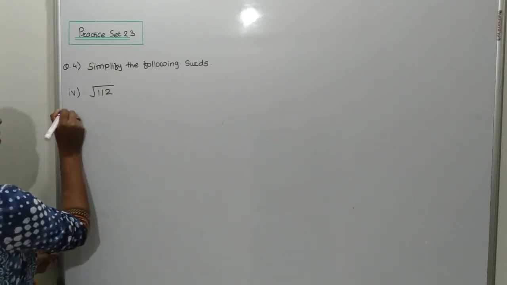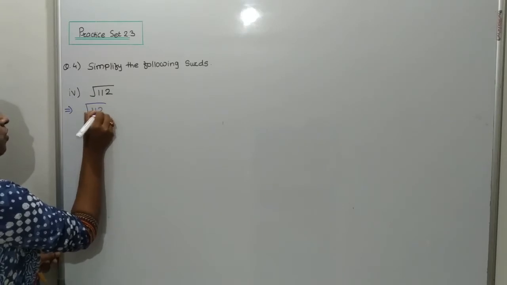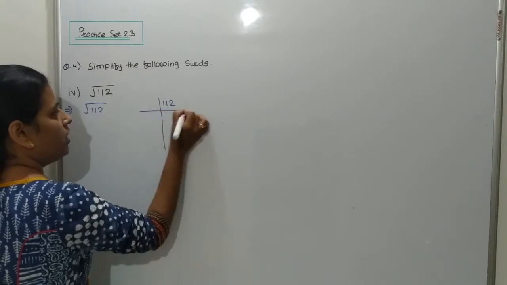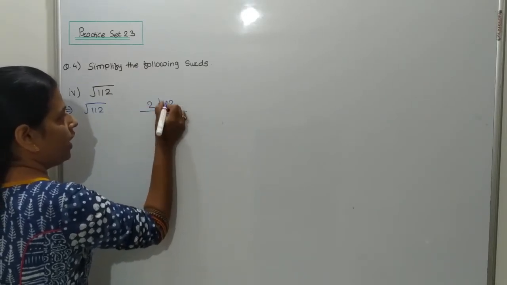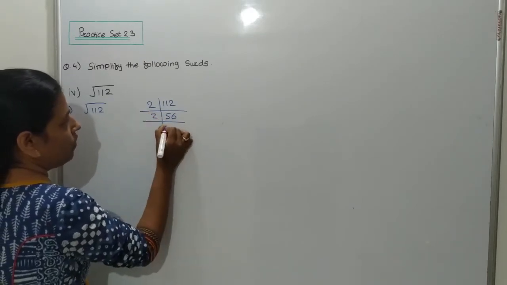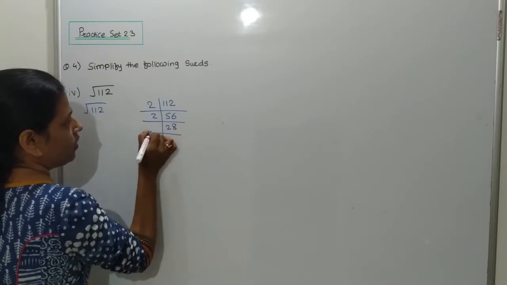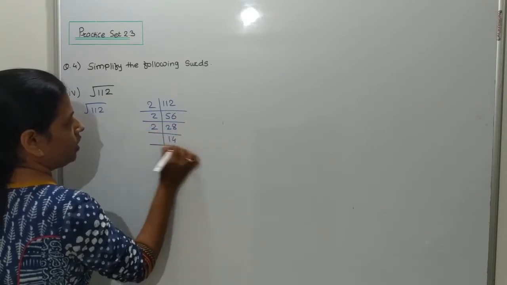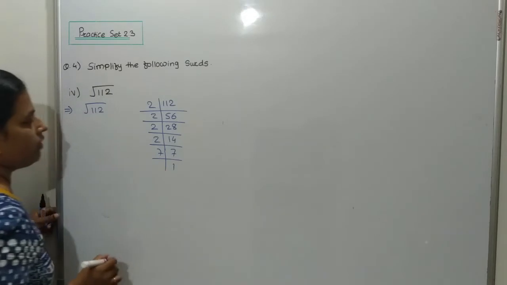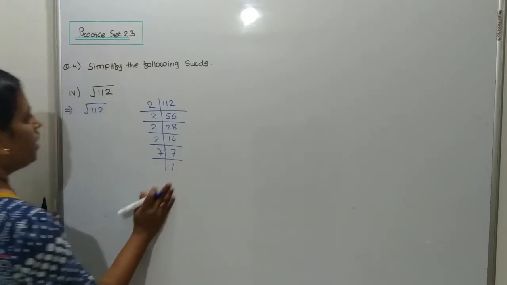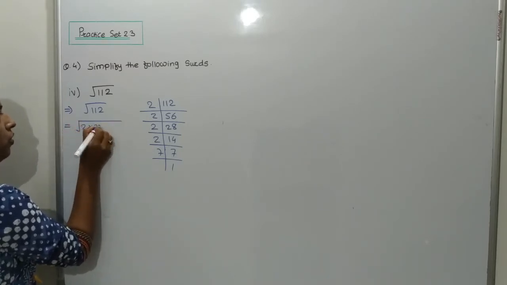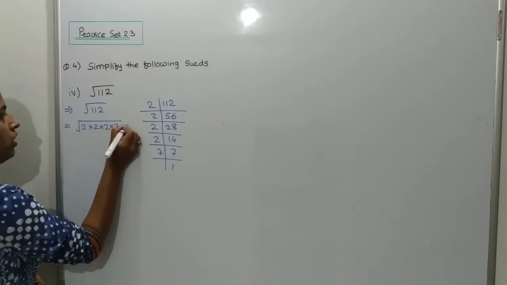So how to factorize? Write down first 112. This number is divisible by 2. 2 5 is a 10, carry 1, 2 6 is a 12. So this 56 is also divisible by 2. 2 2 is a 4, 2 8 is a 16. This is also divisible by 2. 2 1 is a 2, 2 4 is a 4. Then 2 7 is a 14. And this number is divisible by 7. 7 1 is a 7. So now write down the factors here. That is root 2 into 2 into 2 into 2 into 7.